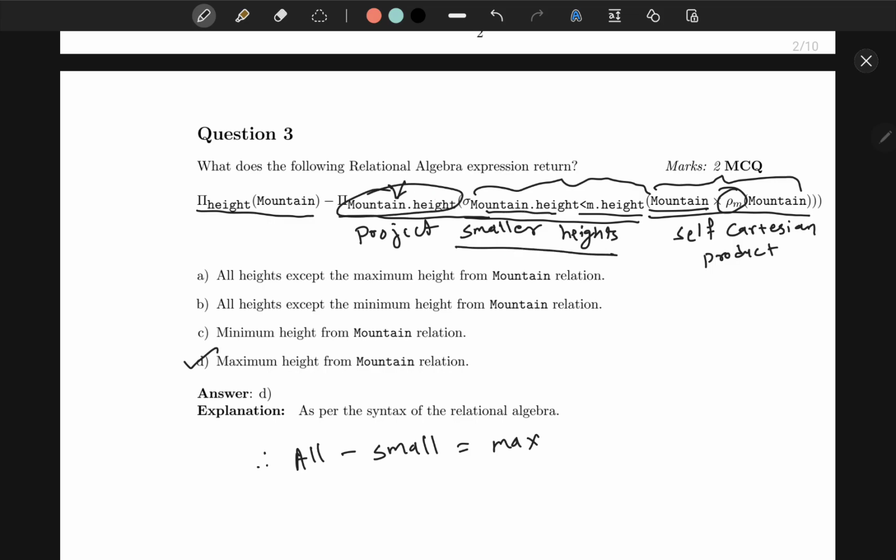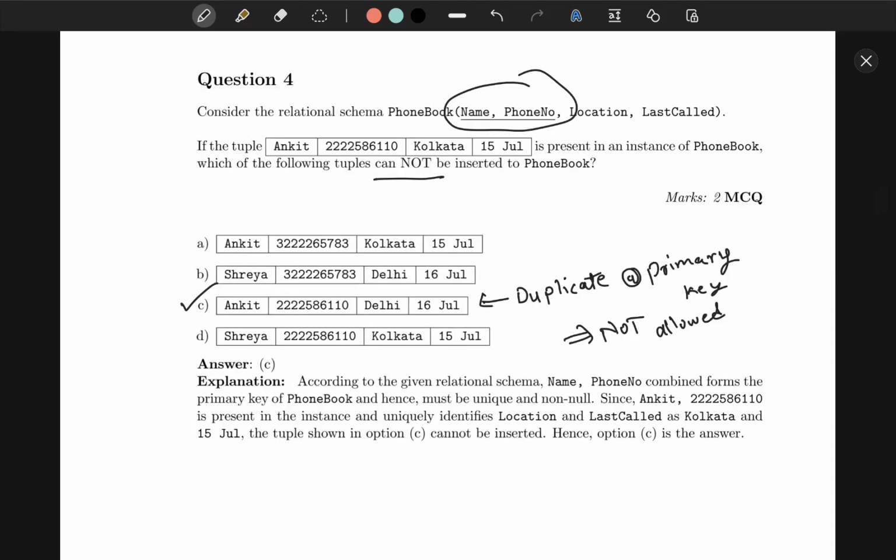This projection is important since we are selecting the smaller heights and not the greater heights. And once you subtract smaller heights from all the heights, you get the maximum height. So option D is correct. Let's check this fourth question.